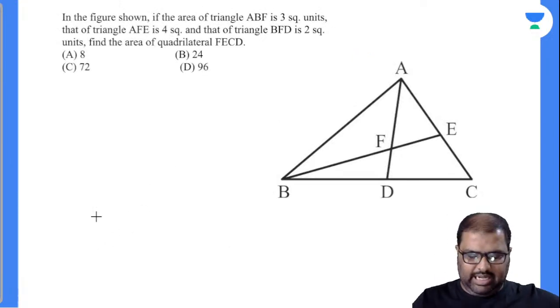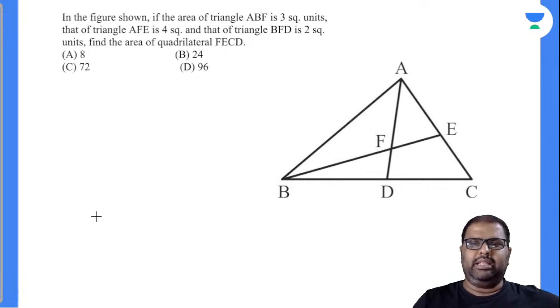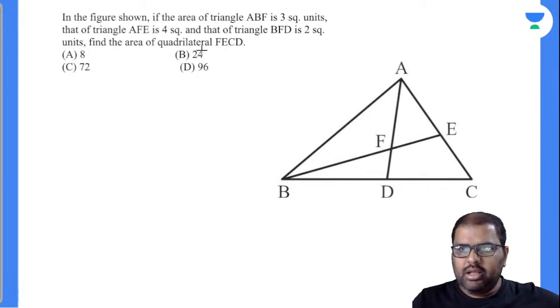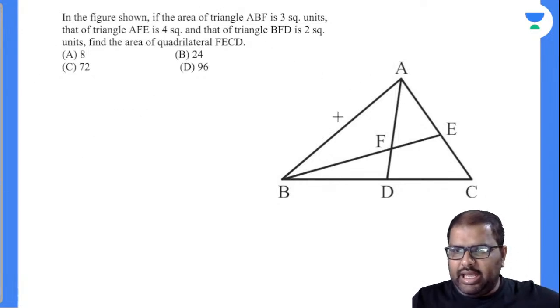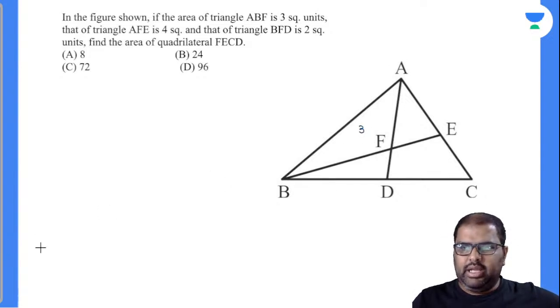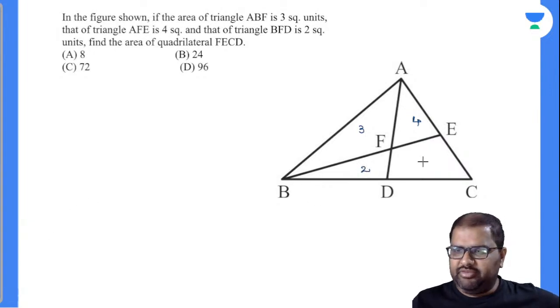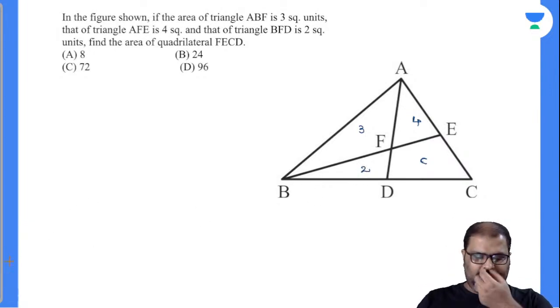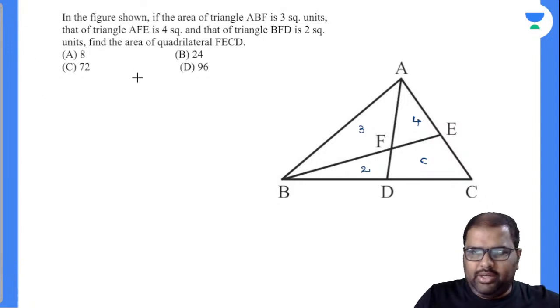This is a question regarding ladder theorem. Observe there in the figure shown, if the area of the triangle ABF is 3 square units, area of the triangle AFE is 4 square units, area of the triangle BFD is 2 square units. Find the area of the quadrilateral. I will take down area of the quadrilateral as C. Now take down ladder theorem.